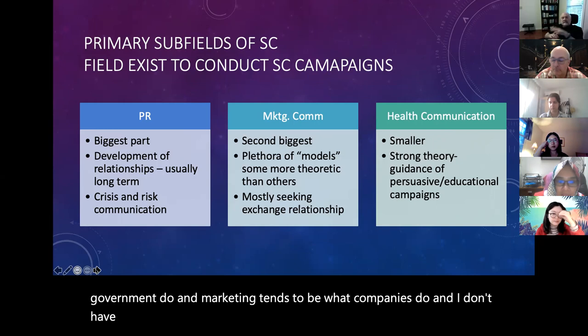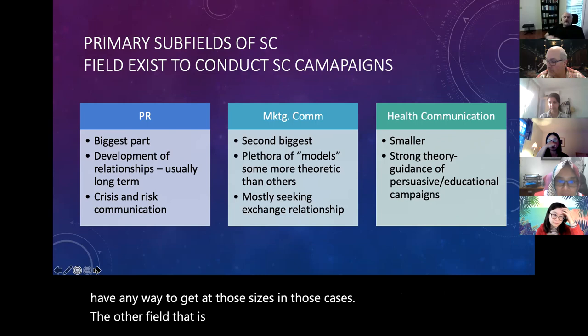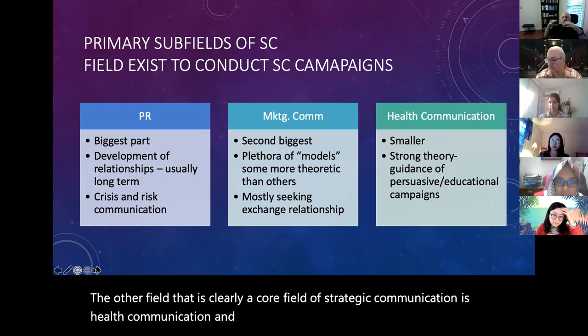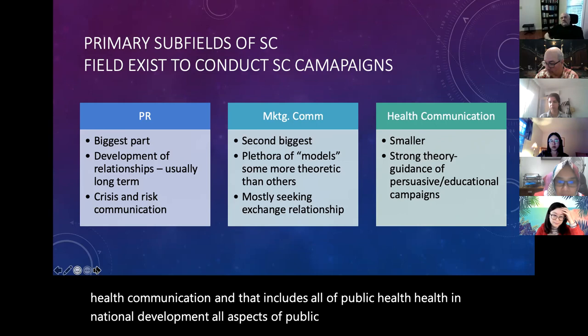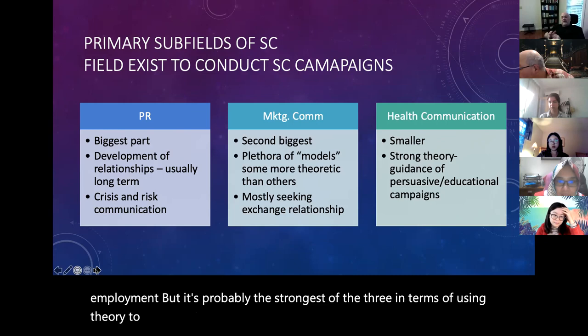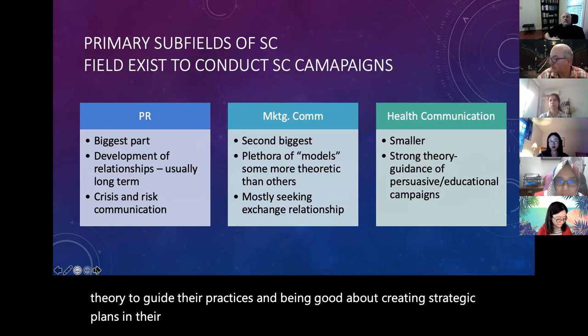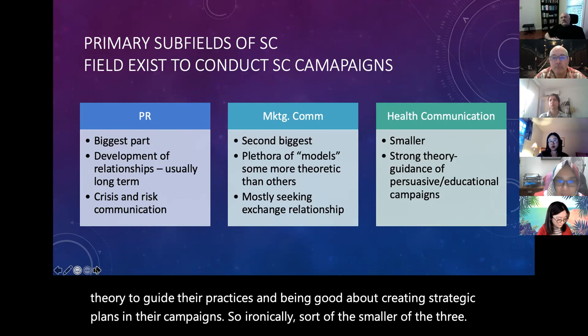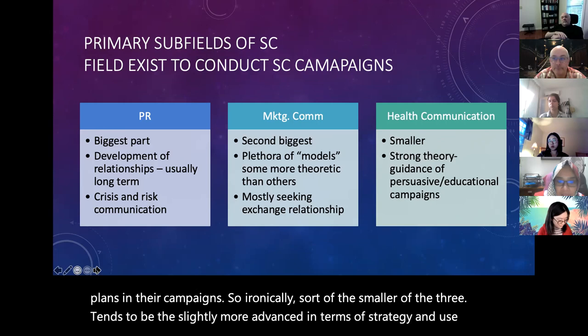The other field that is clearly a core field of strategic communication is health communication. And that includes all of public health, health in national development, all aspects of health. It's smaller in employment, but it's probably the strongest of the three in terms of using theory to guide their practices and being good about creating strategic plans in their campaigns. So ironically, the smaller of the three tends to be slightly more advanced in terms of use of strategy. Whereas PR is probably the biggest and marketing is just very common.